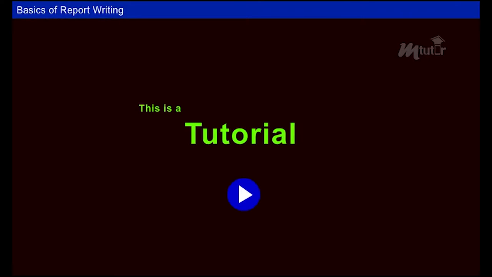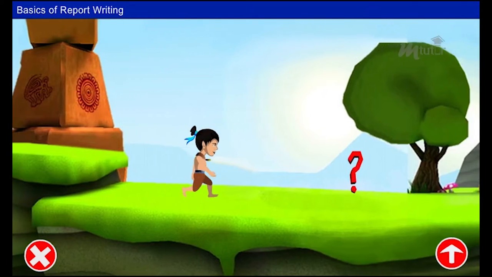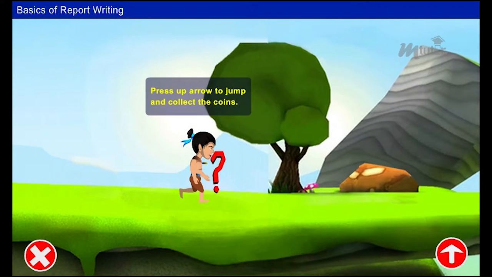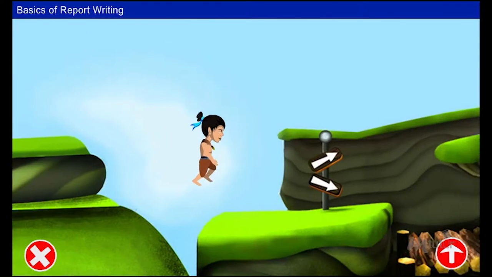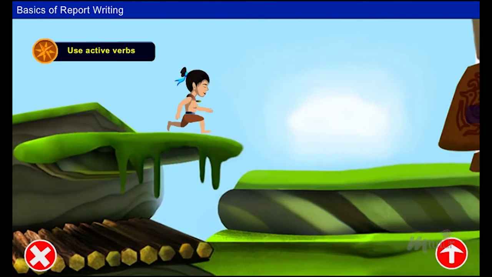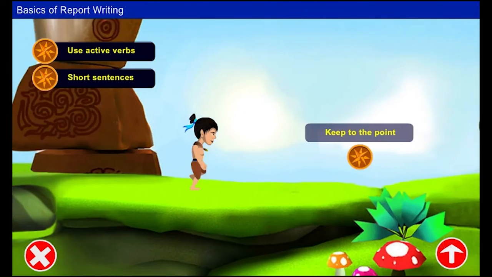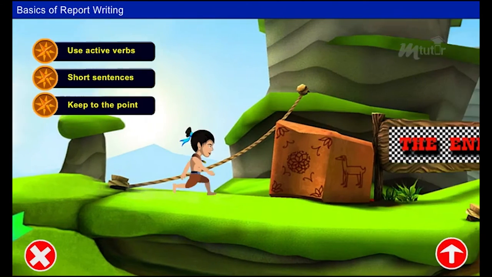Now, let us watch how the soldier raccoon one plays the game on the basics of report writing. You have to press the up arrow given at the bottom right corner of the screen to jump, and you have to collect coins in which a message is hidden in each coin. When writing reports, make sure that your reader understands things in the easiest way. Use active verbs, short sentences, and keep to the point.